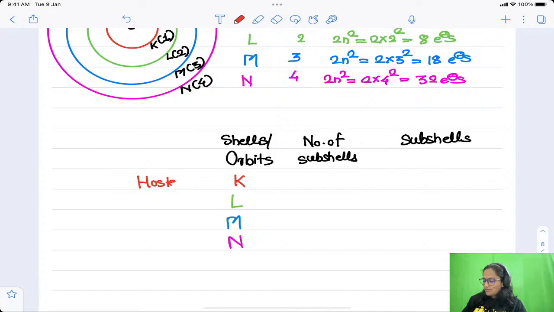In a hostel room, there is only one room, and that one room is our one house. So how many subshells are possible for K? Just one, because the K shell is not further divided into subshells, just as the hostel room is not divided into different rooms. So it is one subshell.